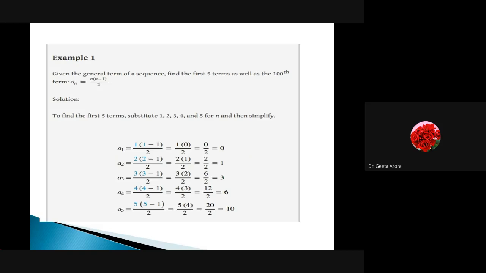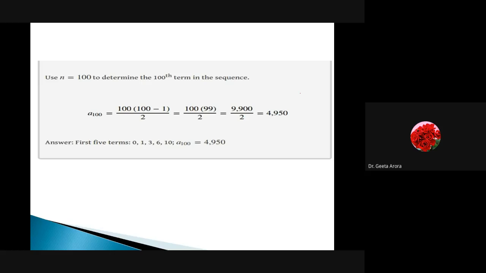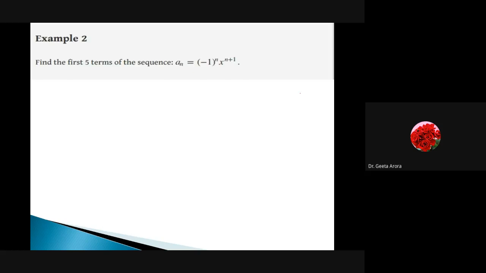Then we have done some examples where the general term is given, as here in the example, the general term is given as an equals n into n minus 1 by 2. Then we have learned how to write down the terms. If we are asked to write down the first 5 terms, we substitute n as 1, 2, 3, 4, 5 and calculate the values. Similarly, we have calculated the hundredth value which is asked in this question. So this is how we calculated the terms for the given sequence.